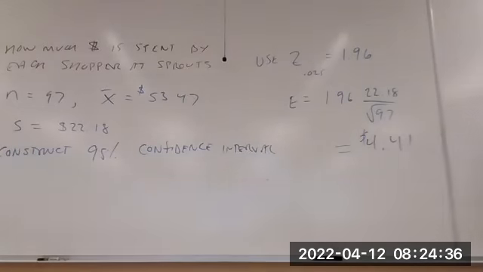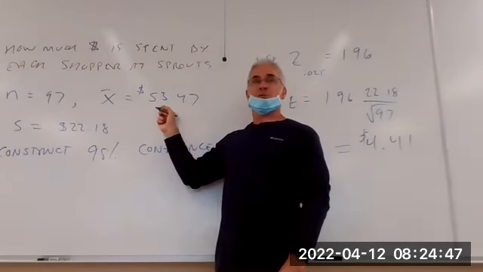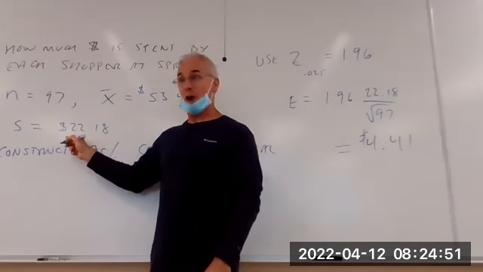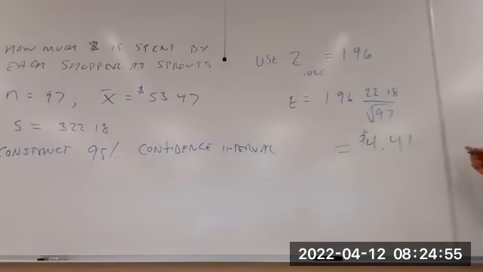$4.41. Now, this is why I'm putting that. It's so important that we understand these things have units. It's not just a number, it's dollars. The average amount of our sample was in dollars. Our standard deviation was in dollars. Therefore, the error, the plus or minus we're going to add to our X bar, must also be in dollars.